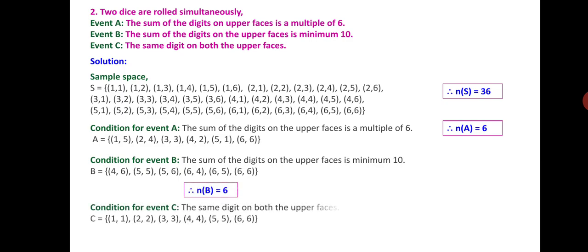Now, condition for the event C is the same digit on both the upper faces. After rolling this die, the two faces should be having the same digits, same number. See, 1 1 it will be there, 2 2 is there, 3 3 is there, 4 4 is there, 5 5 is there, and 6 6 is there. Therefore, you are getting n of C is equal to 6.